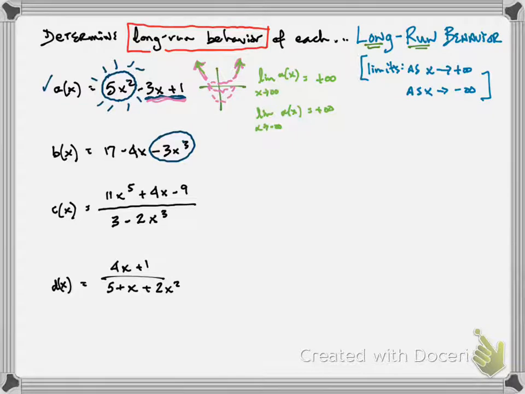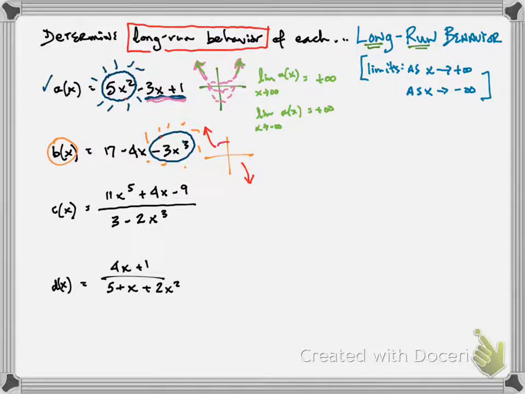Let's move on to b of x. So b of x, also a polynomial, has a lead term of negative 3x cubed. So what does negative 3x cubed look like? Again, it's your job to know these basics, positive 5x squared, negative 3x cubed. You should know what those look like after, or throughout, a pre-calculus course. You should be learning that. Negative 3x cubed looks like this.